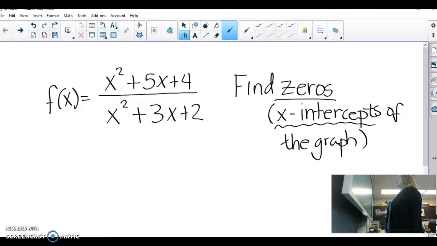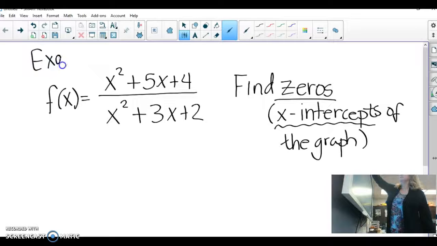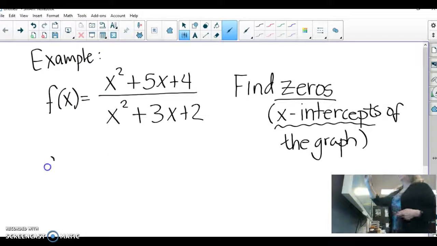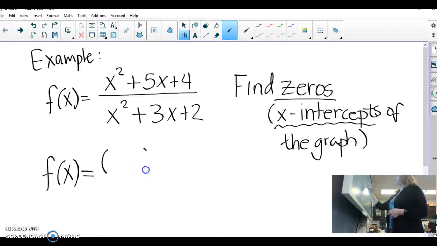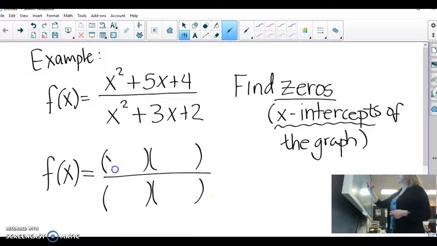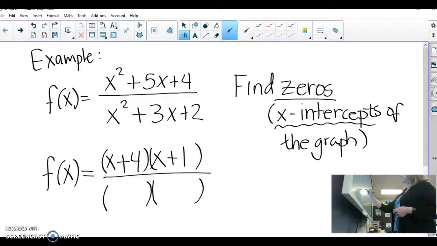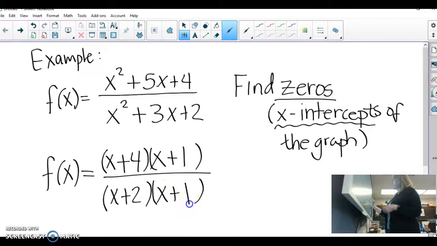So what you want to do with this example, we've got a polynomial divided by another polynomial, which is what makes it a rational function. And what you want to do to find your zeros is you're going to want to factor the top, and we're going to factor the bottom, if it hasn't already been factored, which this one has not. We have x plus 4 and x plus 1 for the top. On the bottom, we have x plus 2 and x plus 1.